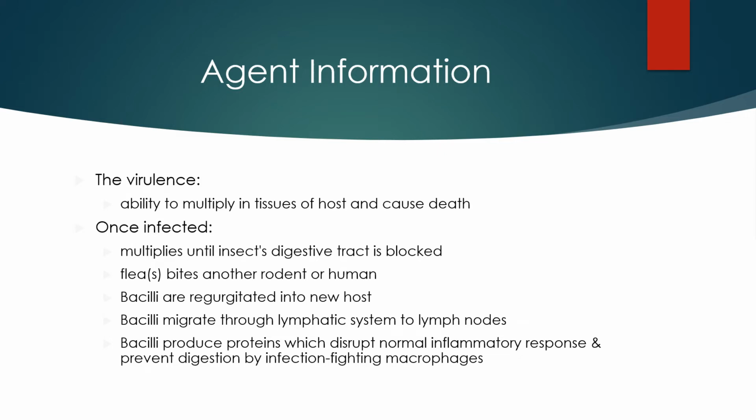When this happens, it multiplies until the insect's digestive tract is blocked. Then the flea bites another rodent or human. The bacilli are then regurgitated into the new host, and after that the bacilli migrate through the lymphatic system to lymph nodes. Lastly, they produce proteins which disrupt the normal inflammatory response and prevent digestion by infection-fighting macrophages.